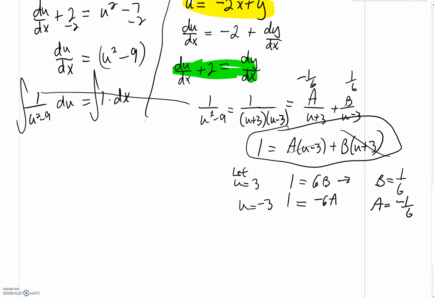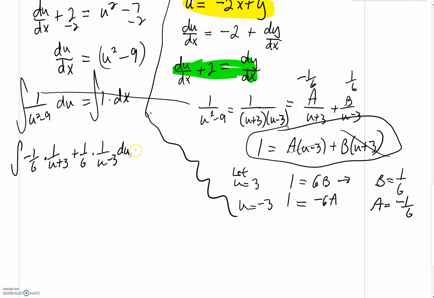So, continuing on, on this left side, this integral would become negative 1/6 times 1 over u plus 3 and a positive 1/6 times a 1 over u minus 3. And by the way, the right side just becomes x plus c as you take an antiderivative. But then you might remember that this would be a negative 1/6 natural log of u plus 3, and this would be a 1/6 natural log of u minus 3.